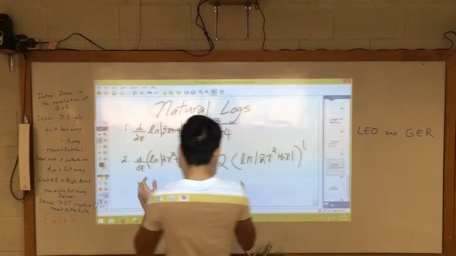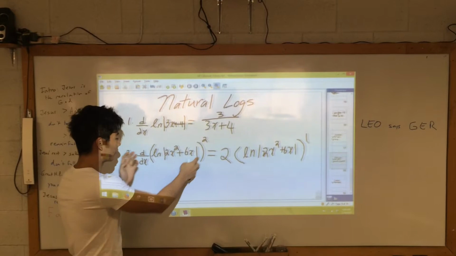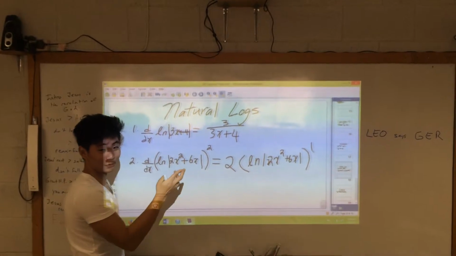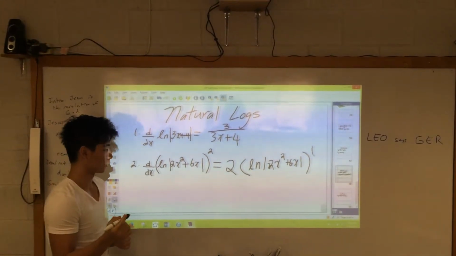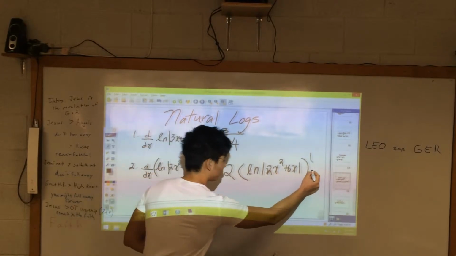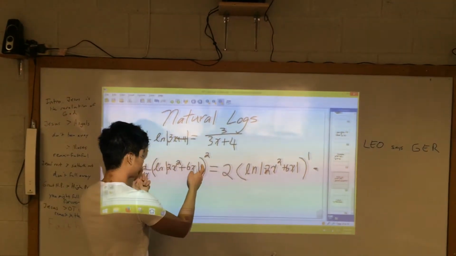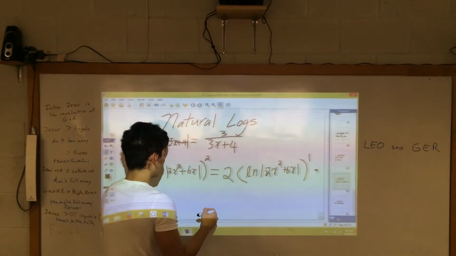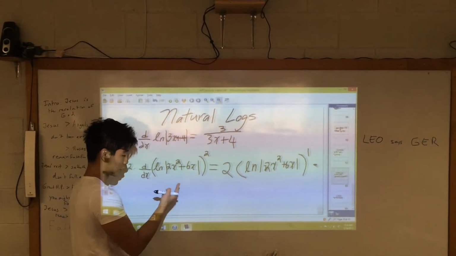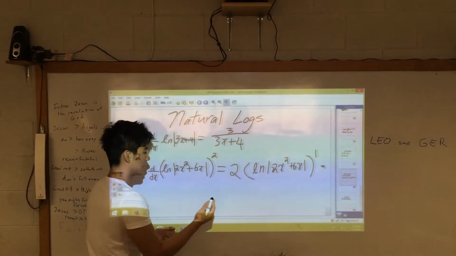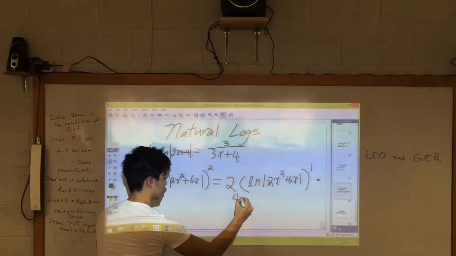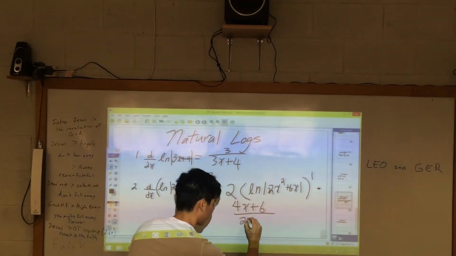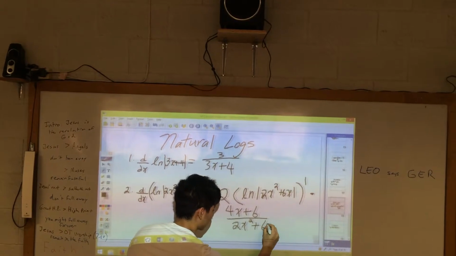Now, we're not done here. By the chain rule as well, we've got to find the derivative of the inner function. And the derivative of the inner function follows the formula in the previous slide, u prime over u. So with this, we multiply by the derivative of ln(2x² + 6x). So what is the derivative of 2x² + 6x? It's very simple. It's simply 4x + 6 over the entire function, 2x² + 6x.